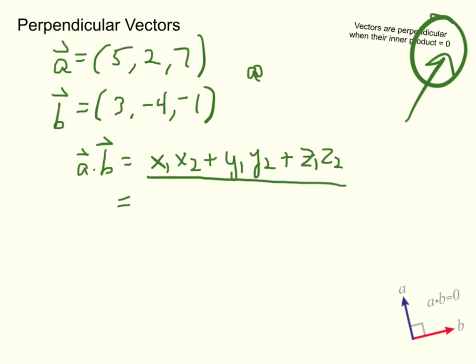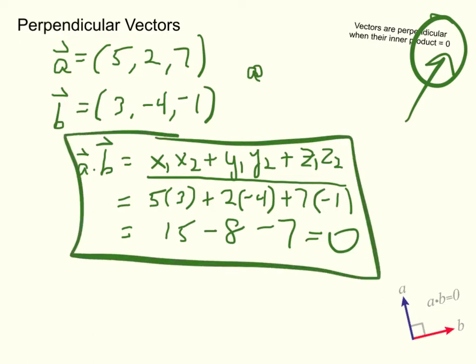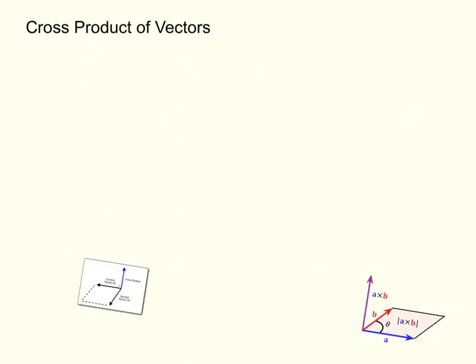Here we go. We have 5 times 3 plus 2 times negative 4 plus 7 times negative 1. We get 15 minus 8 minus 7. You add them up and you're going to get 0. Therefore, based on the inner product, also known as the dot product, vector A and vector B are perpendicular. Okay, so we use the inner product or the dot product to determine if two vectors are perpendicular.